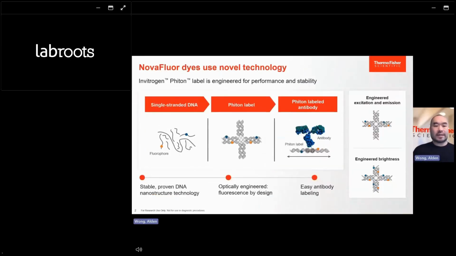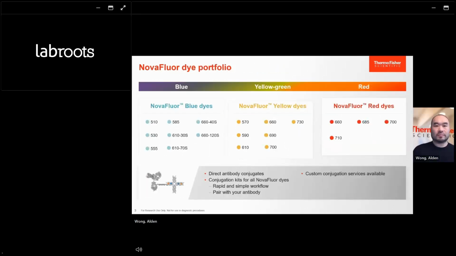NovaFluor dyes use novel technology. The Phyton technology produces unique fluorescent dyes that are engineered for excitation, emission, brightness, and stability. The NovaFluor dye portfolio currently has 19 NovaFluor dyes, which are available as direct antibody conjugates and conjugation kits. Also, custom conjugation services are available. This is an ever-expanding portfolio, so look for new NovaFluor dyes to come in the future.